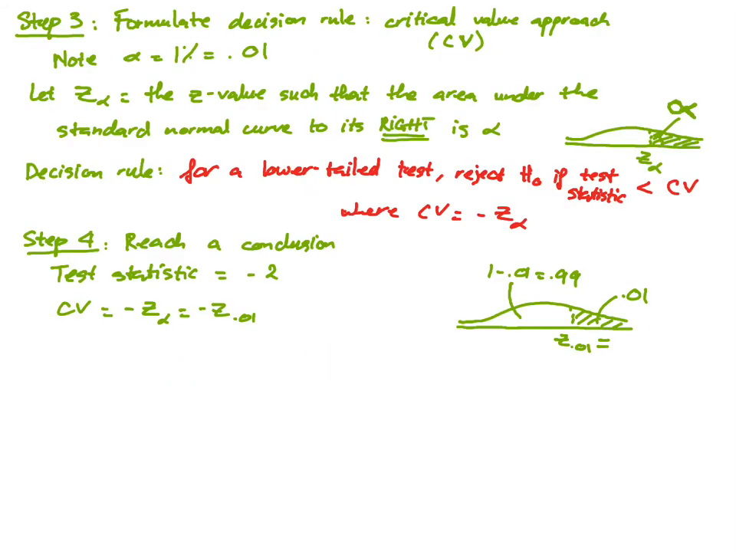So let's go back to our problem. We know that this is 2.33, and so our critical value is going to be negative 2.33, the negative of that number. So our test statistic is negative 2. Our critical value is negative 2.33. So in this problem, our test statistic of negative 2 is greater than our critical value of negative 2.33. So our conclusion is that we cannot reject the null.